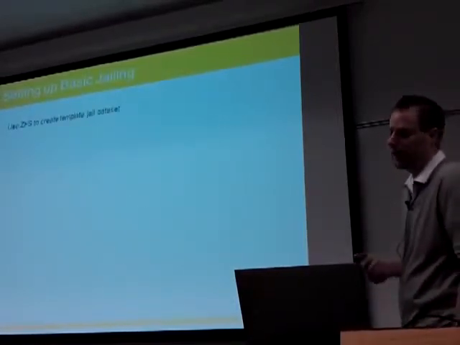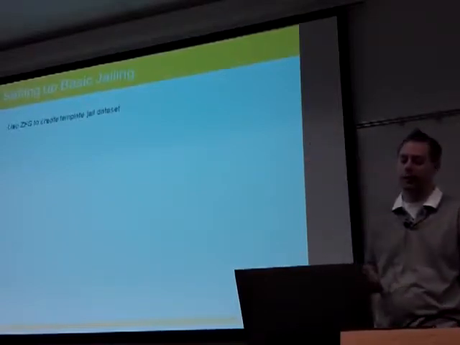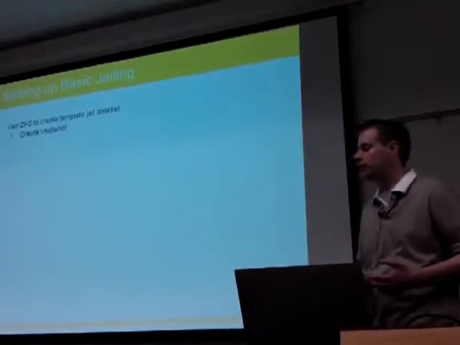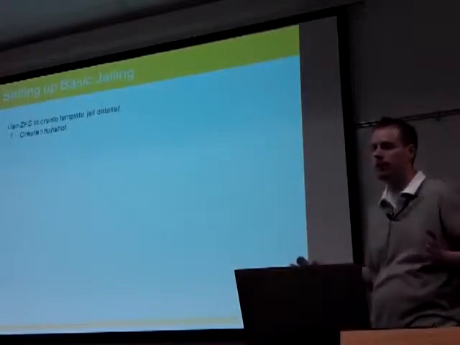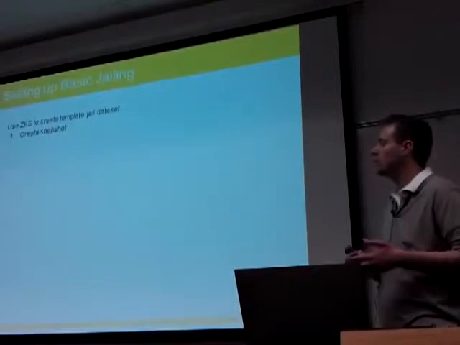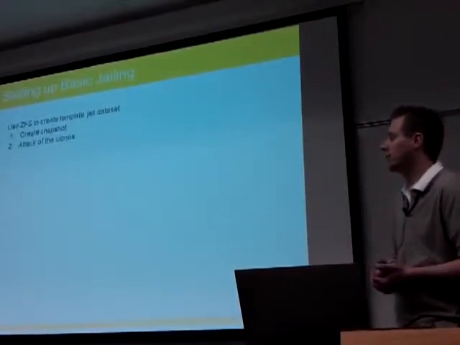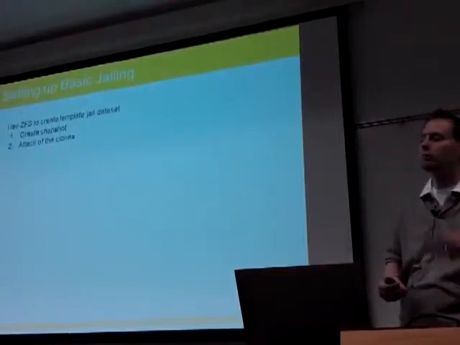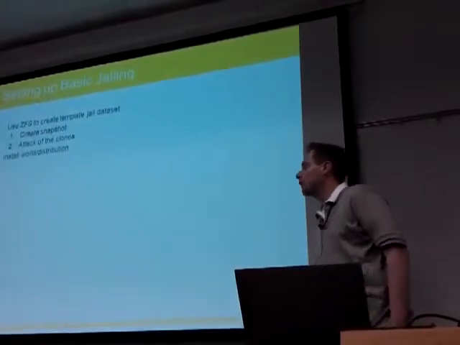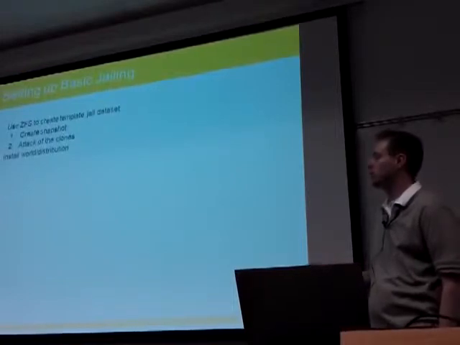To start up a basic jail, we're going to use ZFS to create a template jail dataset. Once our jail is fully configured and we have our config scripts and everything set up how we want it, we'll shut down the jail and create a snapshot of it. Then we can do attack of the clones. We can clone that snapshot over and over and over again to create new jails. So to create our template jail, we'll install world and distribution.